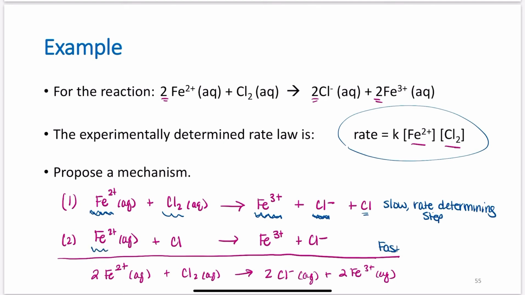I still need another Fe2+ for my overall balanced reaction, but I've got to find a way to get rid of Cl because there's no Cl in my overall reaction. So Cl has got to be an intermediate. Fe2+ plus Cl: if that Fe2+ gives one electron away, it forms Fe3+ and Cl-, and when added up together, I get my overall balanced reaction.